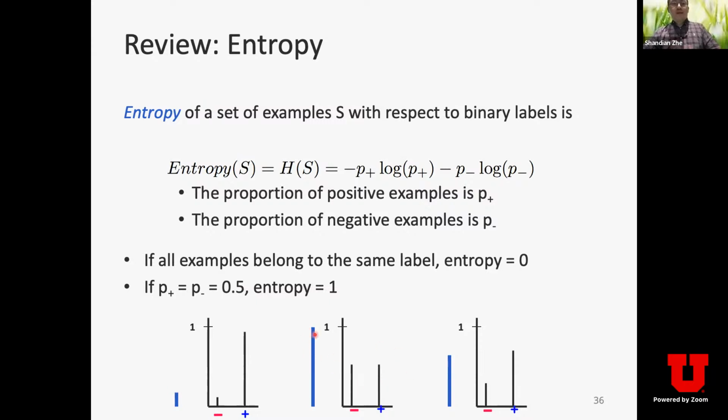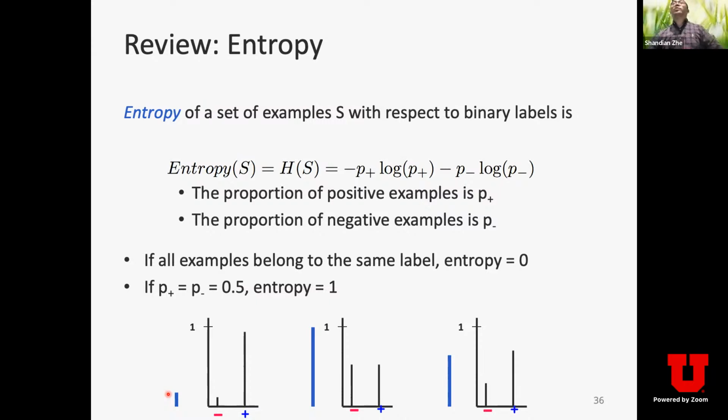So you can see that the blue bar shows the entropy value, and the two black bars show p positive and p negative, right? When p positive and p negative are the same, you have the largest entropy. However, when p positive and p negative become more and more biased, your entropy keeps decreasing. And if p positive is 1 and p negative is 0, or p negative is 1 and p positive is 0, you have 0 entropy, which is the smallest.